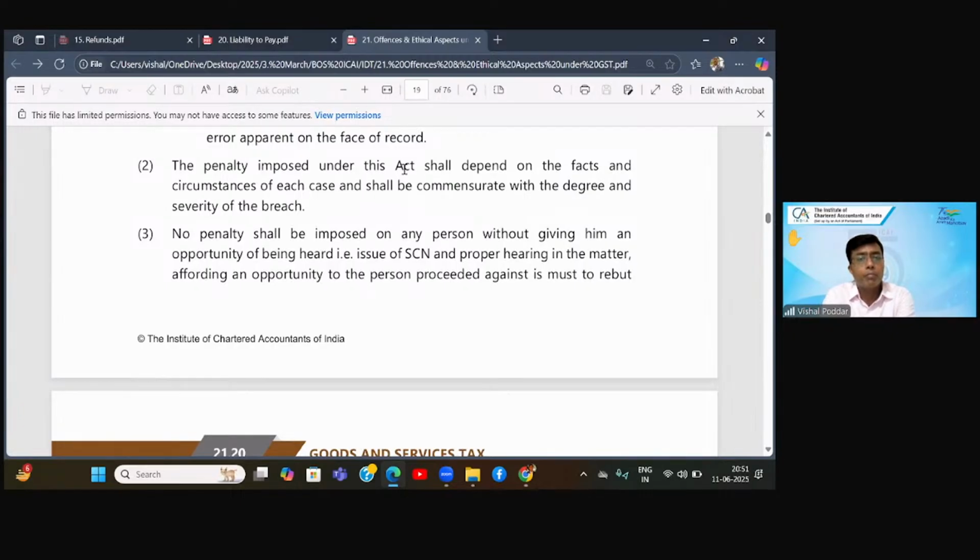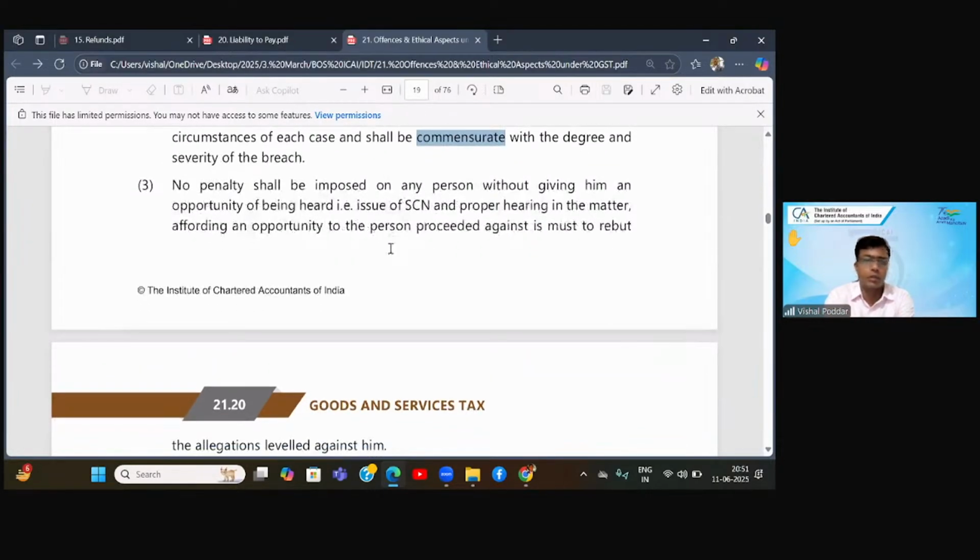Now, the penalty imposed under this act shall depend on the facts and circumstances of each case and shall be commensurate with the degree and severity of the breach. So this is another principle given, that whenever you are levying penalty, please ensure that you will see the facts, and also the amount of penalty should be commensurate. Commensurate means should match with the degree and severity. Means what? Only when the severity is very high, that is, the mistake is very grave, you should impose high penalty. Otherwise, not. That is what this is for.